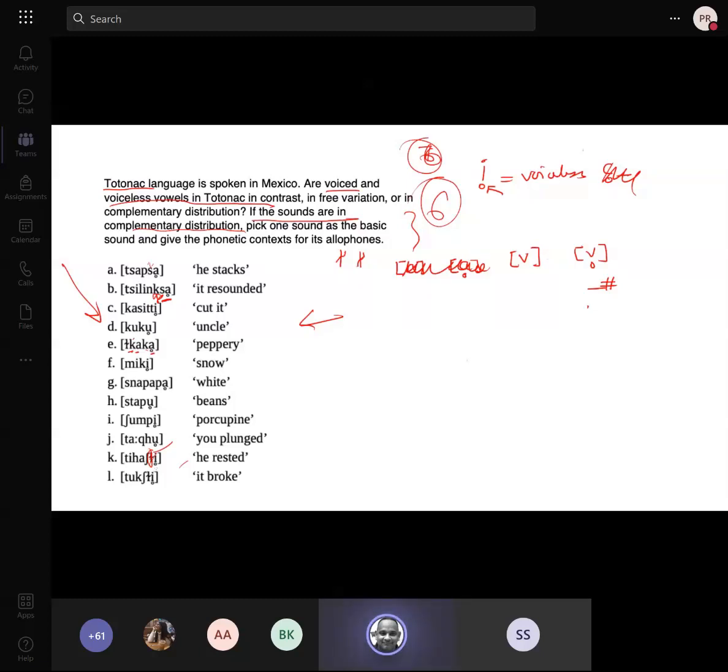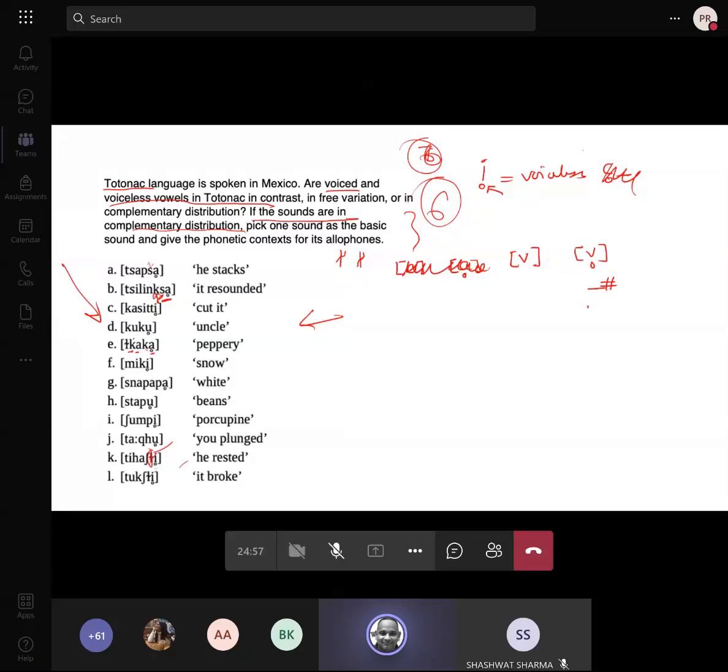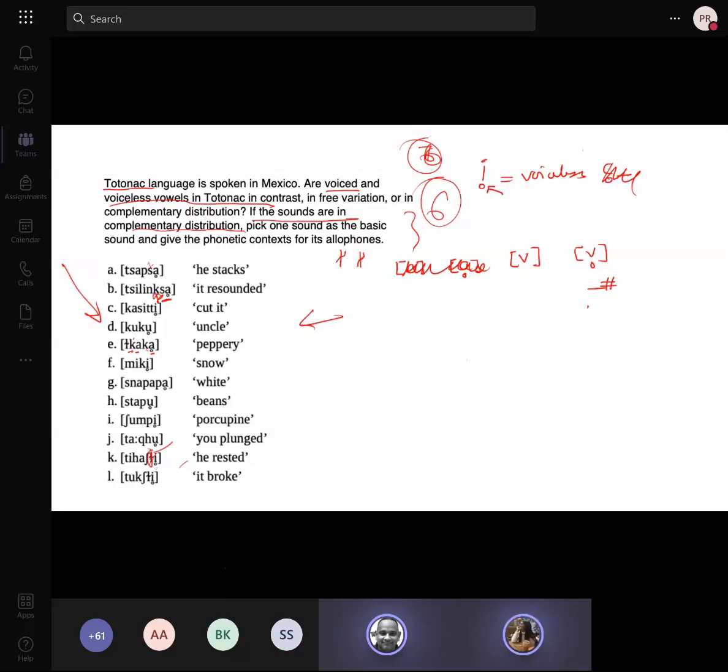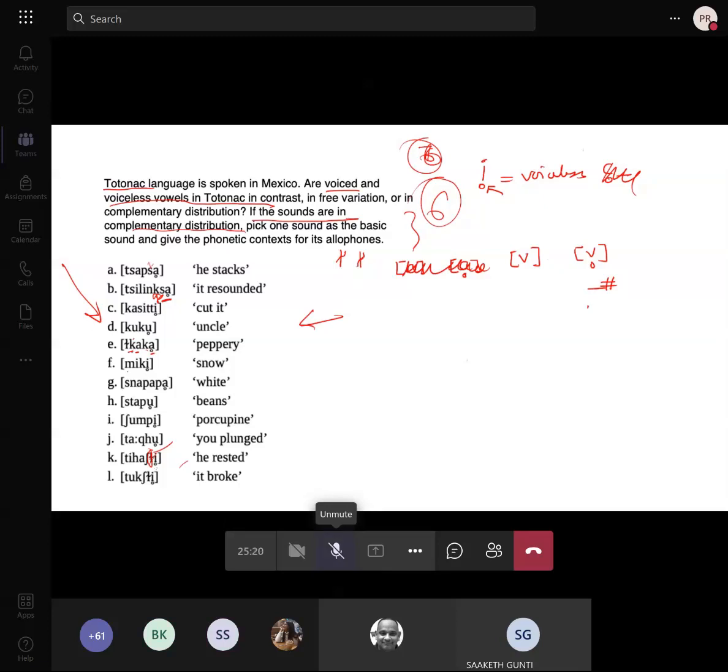Where do these voiced vowels occur? Sir, between two consonants. Between two consonants. Is it always the case? Sir, if the word starts with a vowel, then the starting vowel will also be voiced, right? Maybe, we don't know, because is there any data? We don't have the data, right? Yes.